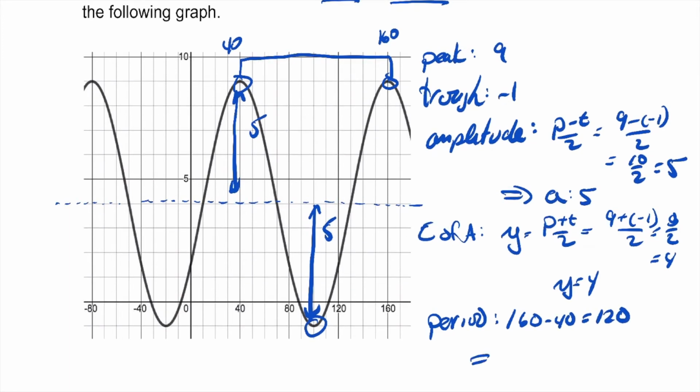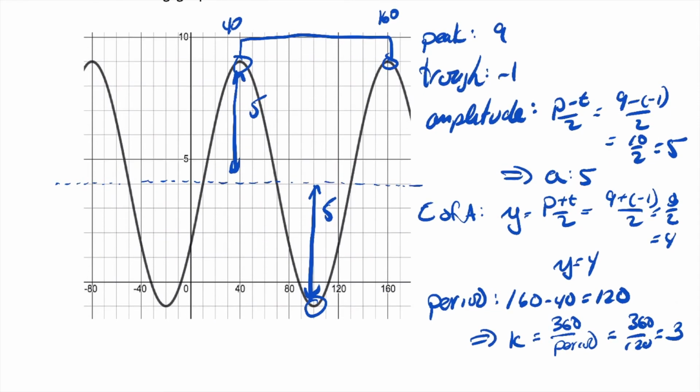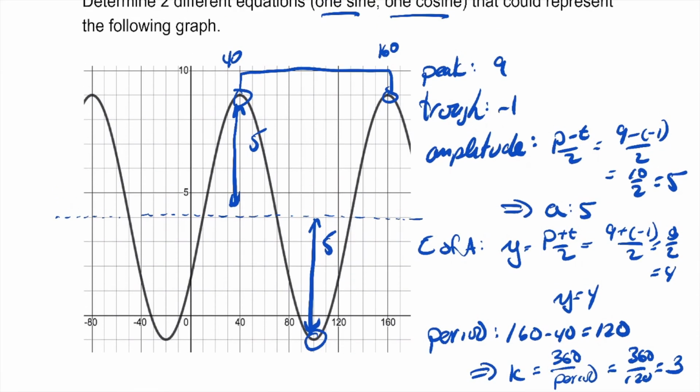So that implies my k value here. k is going to be 360 divided by my period. So we got 360 divided by 120, which is 3. So we got 3 of the 4 parts we need for our equation.